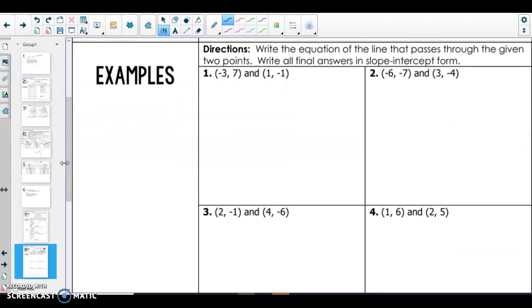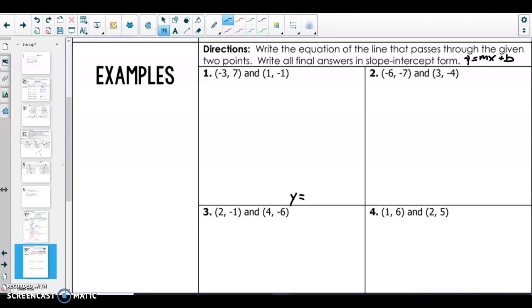Directions. Write the equation of the line that passes through the given 2 points. Write all answers in slope-intercept form. So y equals mx plus b is going to be our final destination here. Y equals mx plus b. And I feel okay getting my equation started down here, except this time I don't even know a slope to begin. So we'll start filling these pieces in as we get them. Okay, so here we go.